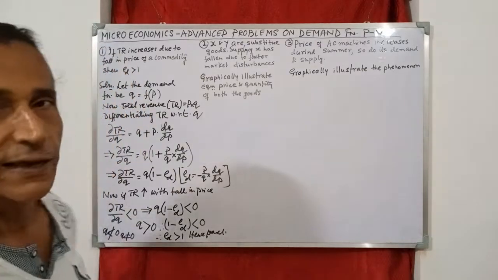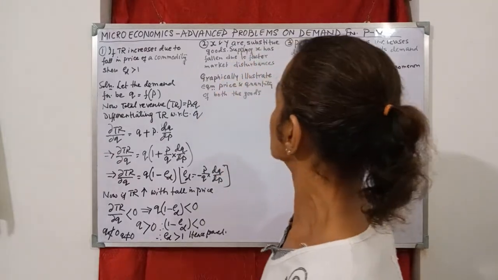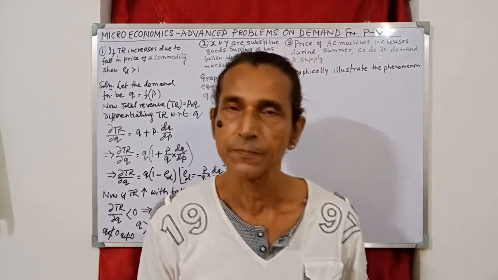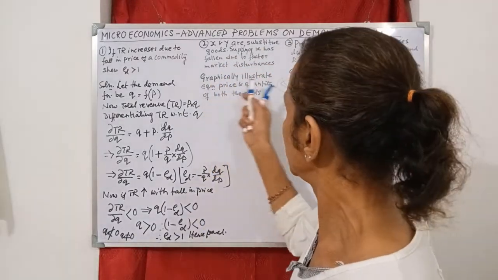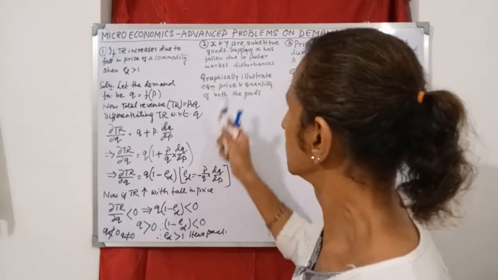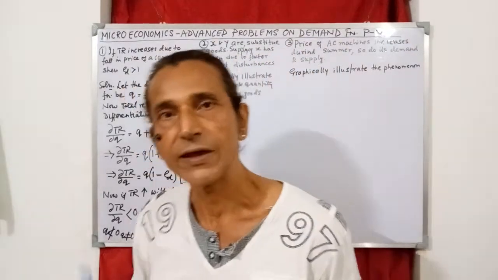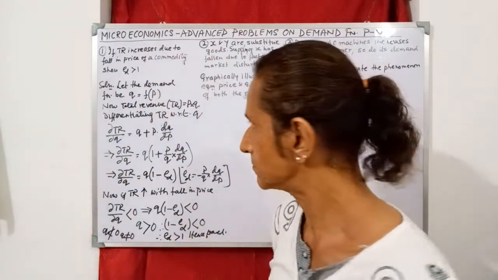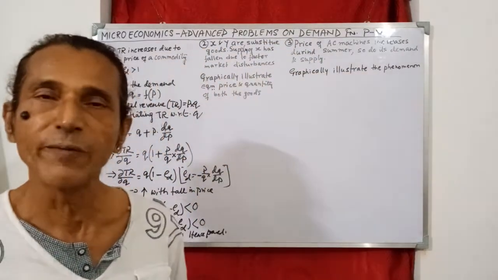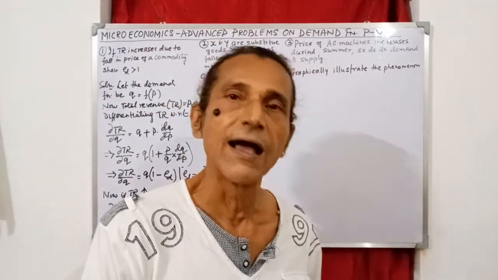So it is proved. Now come to problem number 2. What is given? X and Y are substitute commodities and supply of X has fallen due to disturbances in the factor market. Now graphically illustrate equilibrium price and quantity of both the goods. That means we have to illustrate graphically equilibrium quantity and price of X as well as Y. Now this problem is related to movement along and shift of demand curve as well as supply curve.